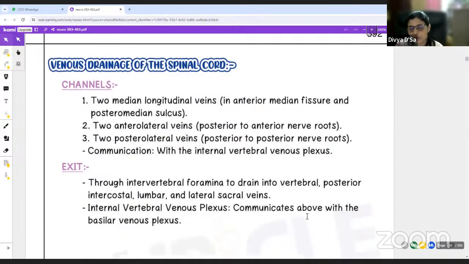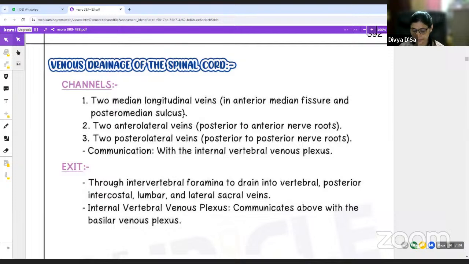Now the venous channels of the spinal cord. The venous blood is drained by two median longitudinal veins, anterior and posterior. Then two anterolateral veins in the anterolateral sulcus, and two posterolateral veins in the posterolateral sulcus. They communicate with the internal vertebral venous plexus. They drain through the intervertebral foramen into the vertebral, posterior intercostal, lumbar, and lateral sacral veins, and also into the internal vertebral venous plexus.